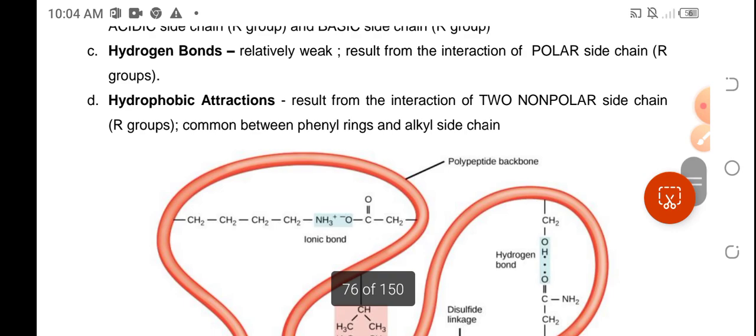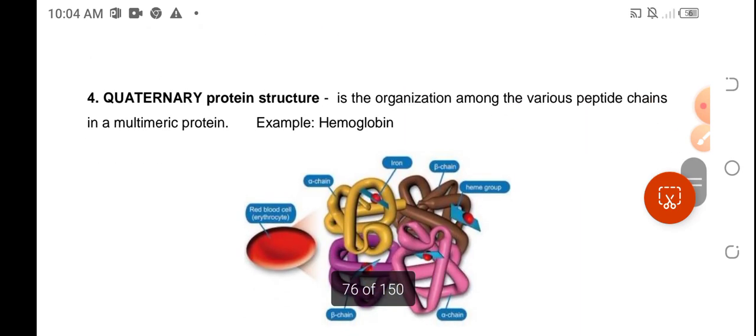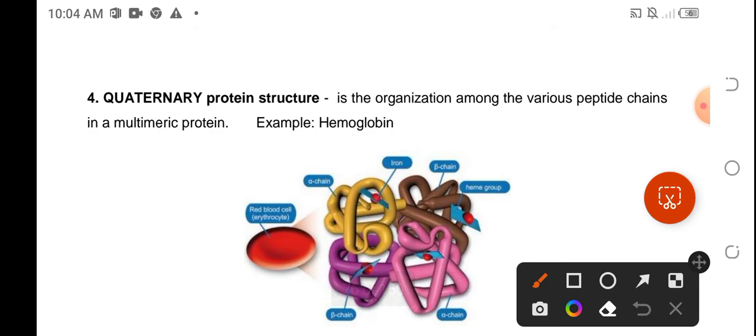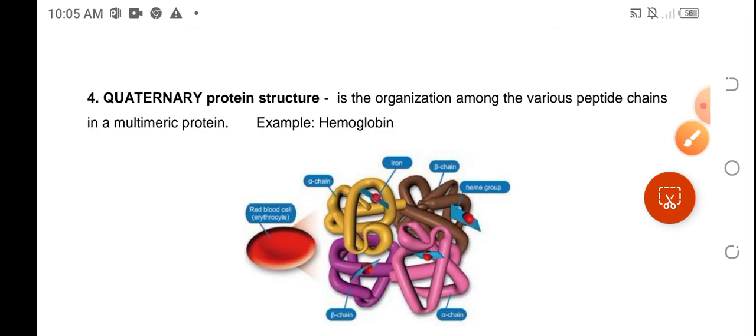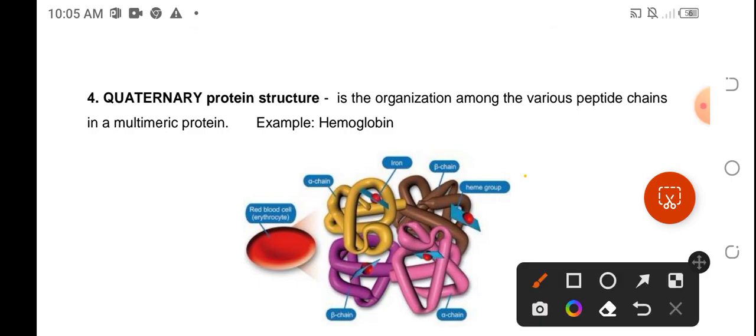Okay? And the last is the quaternary protein structure. This is just the interaction of multimeric. Ulitin natin, ano yung multimeric? Merong more than one chain of protein. So, for this example is hemoglobin. So, ayan, meron siyang apat na different chain of proteins. Nevertheless, meron pa rin siyang mga alpha chain dyan, meron pa rin mga beta chain. Okay? So, that's the four structures of proteins.